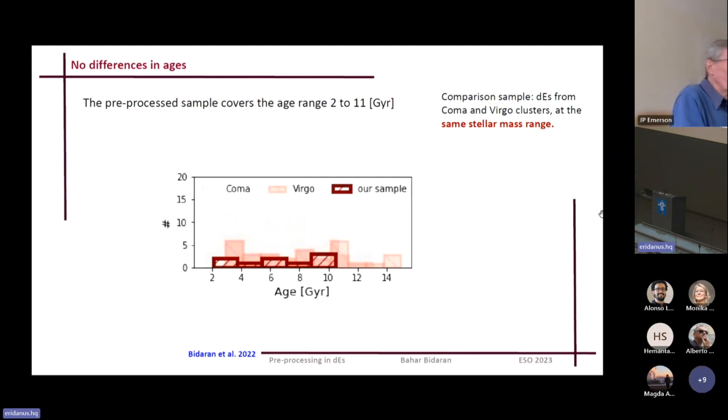In terms of age, we didn't see any difference between our pre-processed sample and the galaxies in the Virgo or Coma cluster. But what should bother you a little bit is why 9 galaxies come to Virgo at the same time, 2 to 3 gigayears ago, and they have this wide range of stellar age. This could be maybe the very first imprints of pre-processing.